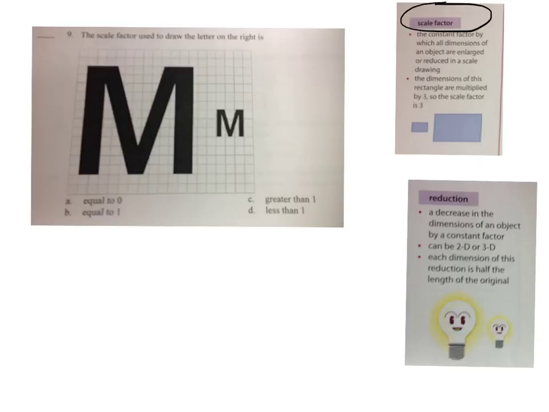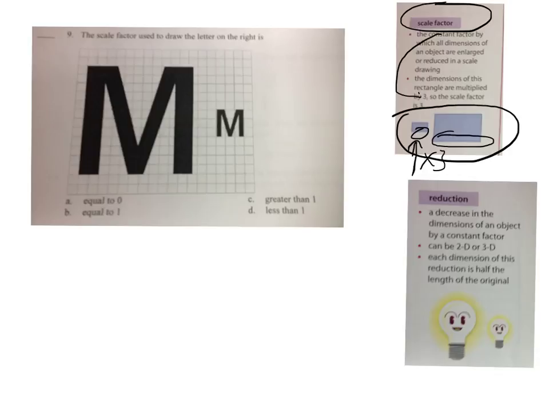The dimensions of this rectangle are multiplied by 3, so your constant would be 3 for this example right here. Alright, so the scale factor is 3. So that means if you measured the bottom here, you times that by 3, and that's what the bottom right here would be. So that would be 1, and that would be 3 times as big. And that would go for all sides of this rectangle.